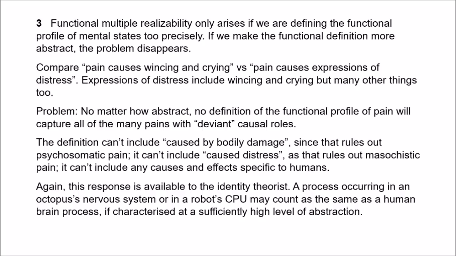So a process occurring in an octopus brain or a robot's silicon CPU could be classed as the same type of process as a process occurring in a human brain, provided there is sufficient structural and organizational similarity. Obviously, the challenge now is to explain exactly how this more abstract physical structure is supposed to be defined. But actually, scientists have already begun developing an answer here.